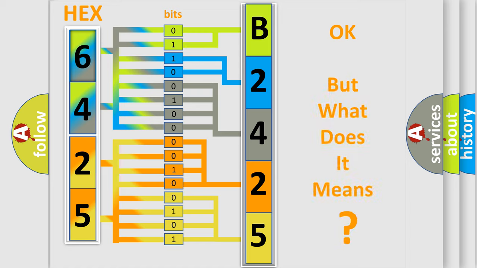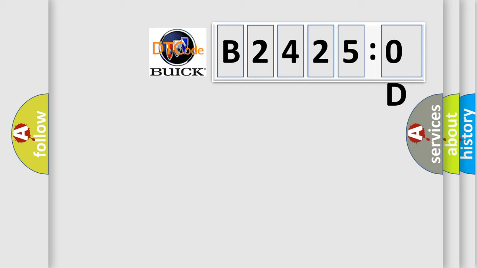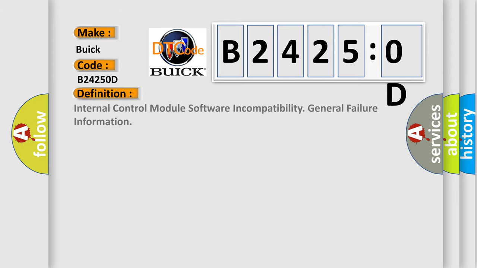The number itself does not make sense to us if we cannot assign information about it to what it actually expresses. So, what does the diagnostic trouble code B2425-0D interpret specifically for Buick car manufacturers? The basic definition is internal control module software incompatibility, general failure information. And now this is a short description of this DTC code.